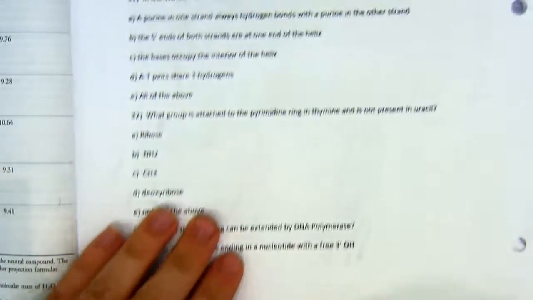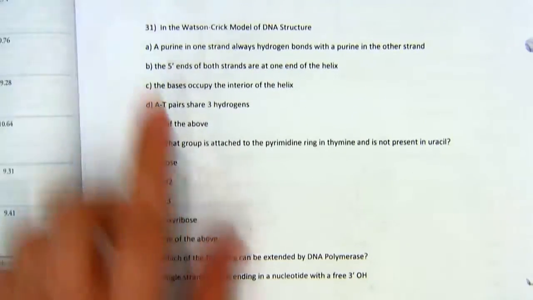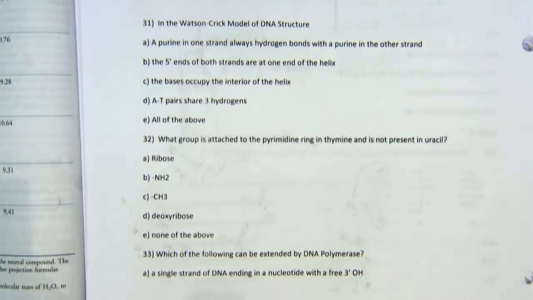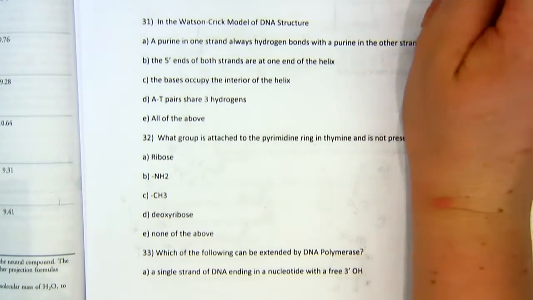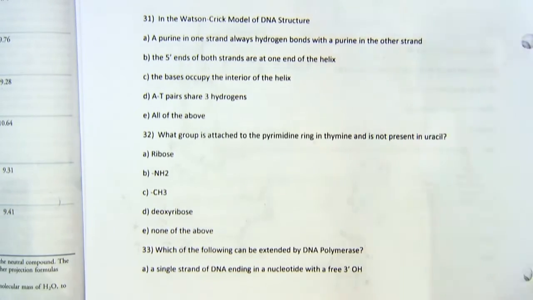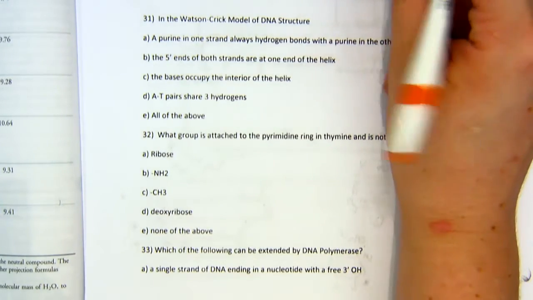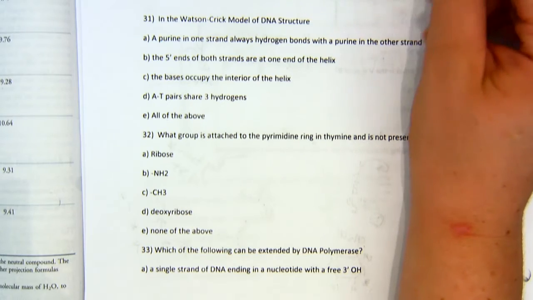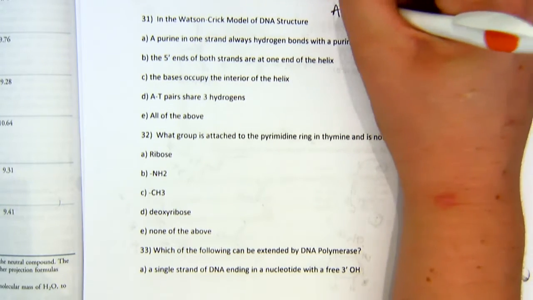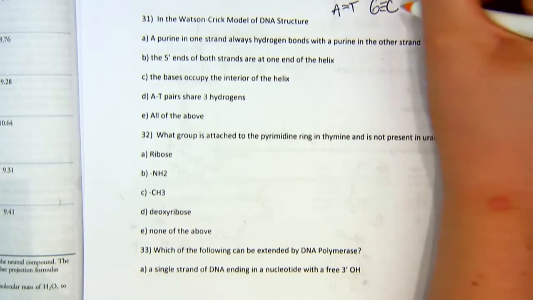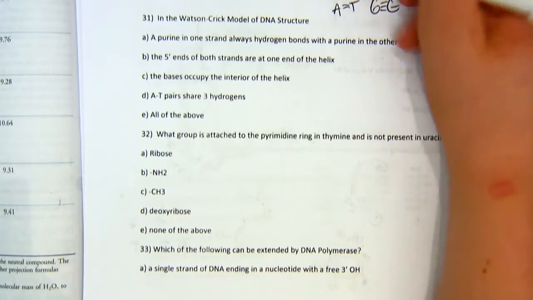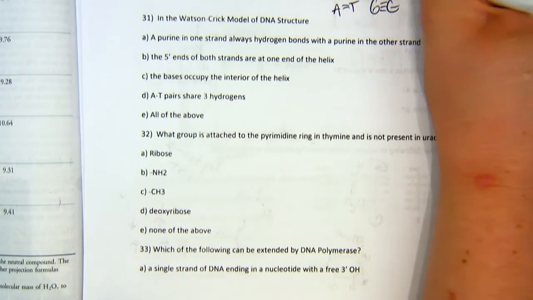All right, so let's see. In the Watson and Crick model for DNA structure, all right, so Watson and Crick. With the DNA, what are our base pairs? We said them earlier. Yeah, AT and CG. And then what kind of bonds do we have in between them? Yeah, H bonds.